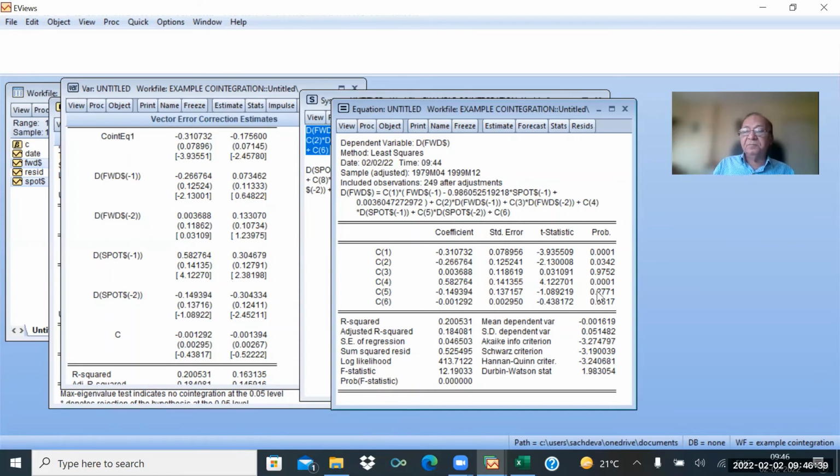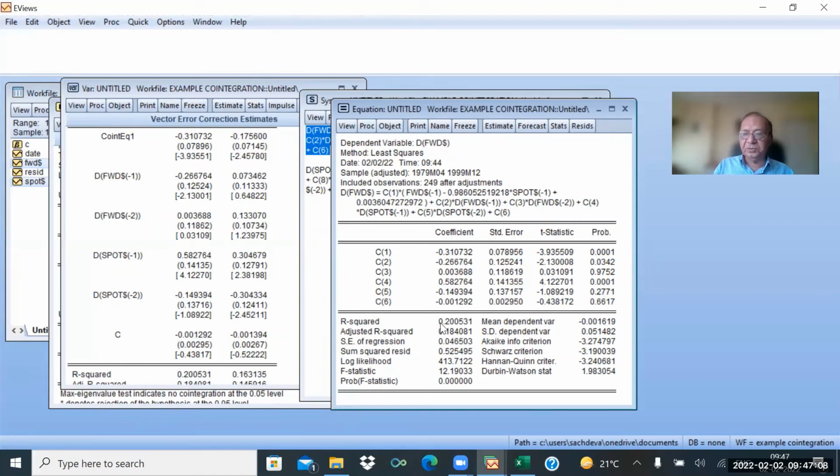C5 again, probability is 0.2771. It is not statistically significant. C6 is constant. So it means constant is not statistically significant. C5 is not statistically significant. C4 and C1 and C2 are statistically significant.